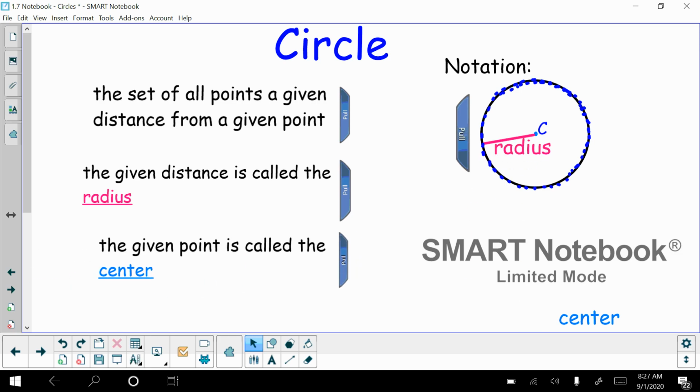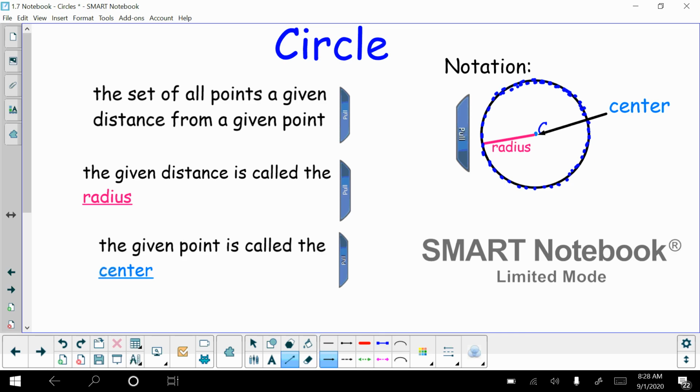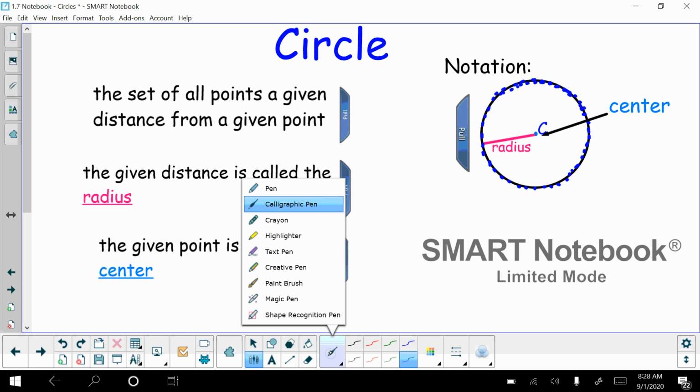Okay, so there's the radius, which you've heard of before, and then here's our center right there. Okay, so a little bit of notation on how you name the circle.